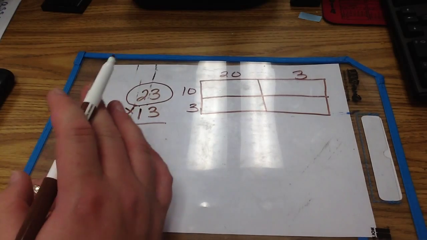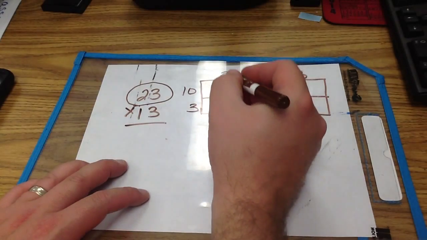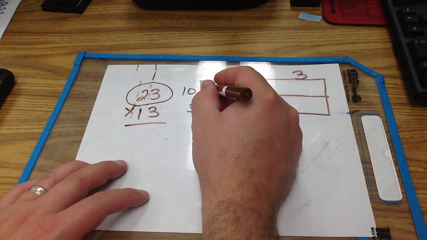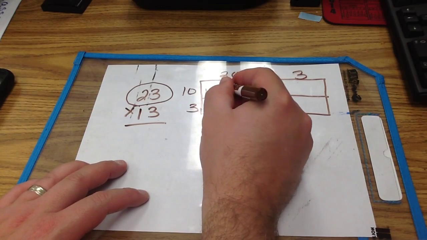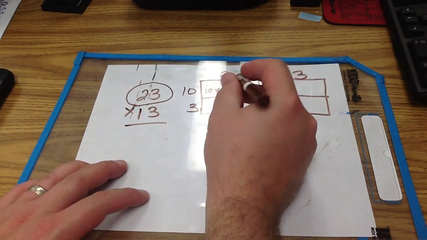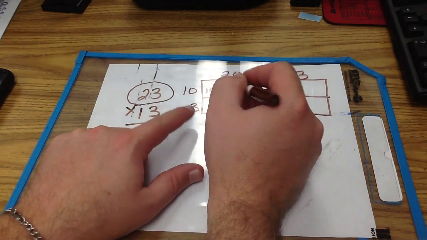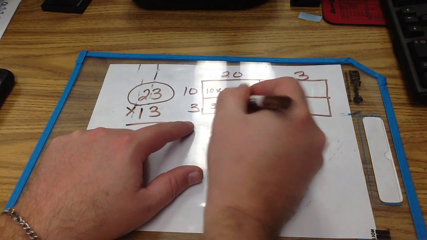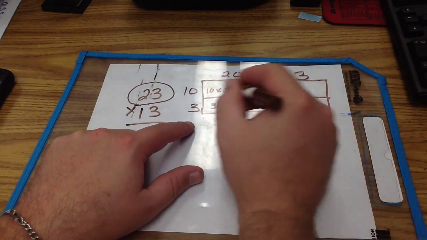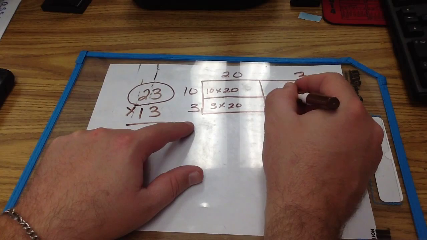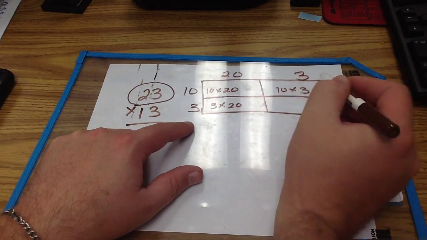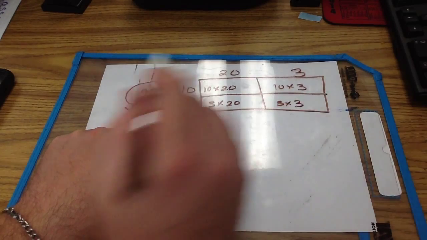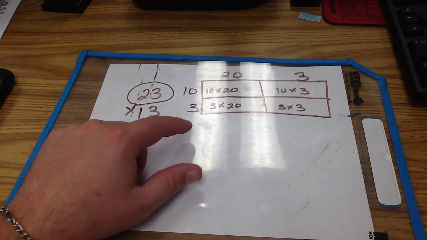Now that I have that set up for my area model, all I have to do is match up my numbers to multiply. 10 and 20 meet in this box, so it's 10 multiplied by 20. 20 and 3 meet in this box, so it's 3 multiplied by 20. Here 3 and 10 meet, so it's 10 multiplied by 3, and here 3 and 3 meet, so it's 3 multiplied by 3.